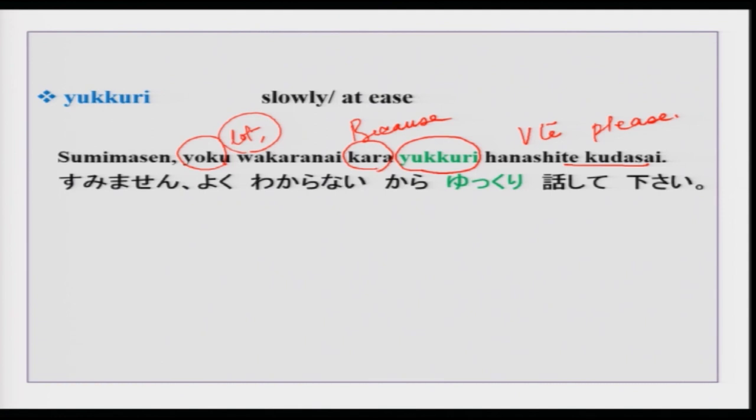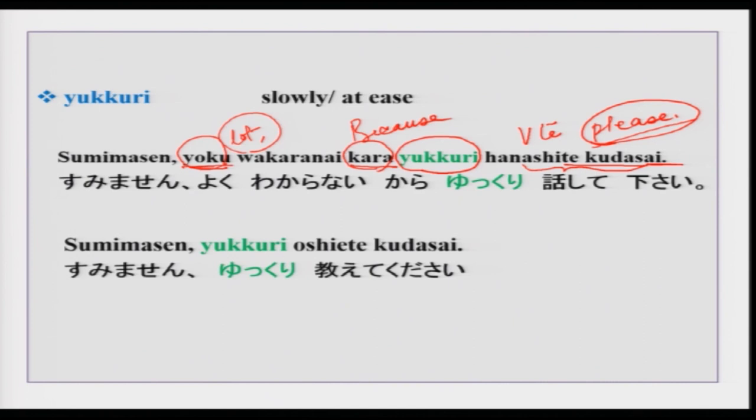So, this is a request, and also it is a polite order using please. In this form, we do not ask the person, we just simply request the person to do as the speaker is saying. So, te kudasai, even though it looks like a request, it's almost an order. It's a polite order. Polite request, we could say. Sumimasen, yoku wakaranai kara, because I do not know, yukkuri hanashite kudasai. All the forms we are practicing over here again and again for you, so that you understand and you know how to use them in sentences during conversation.